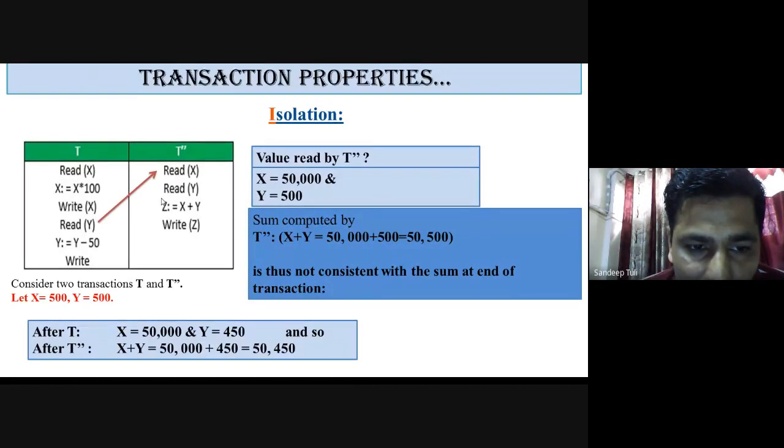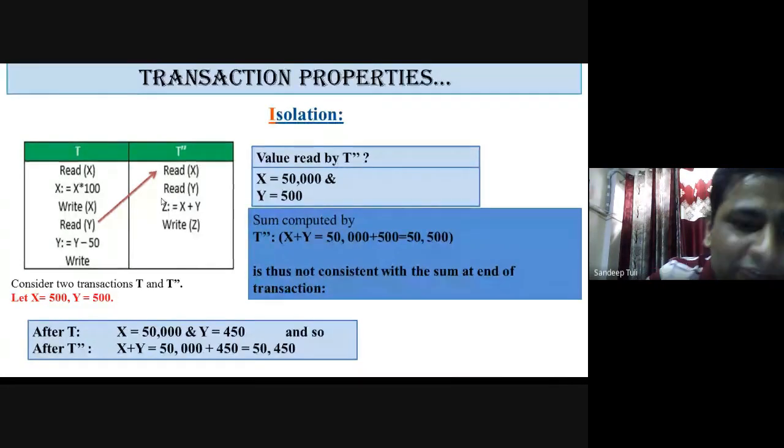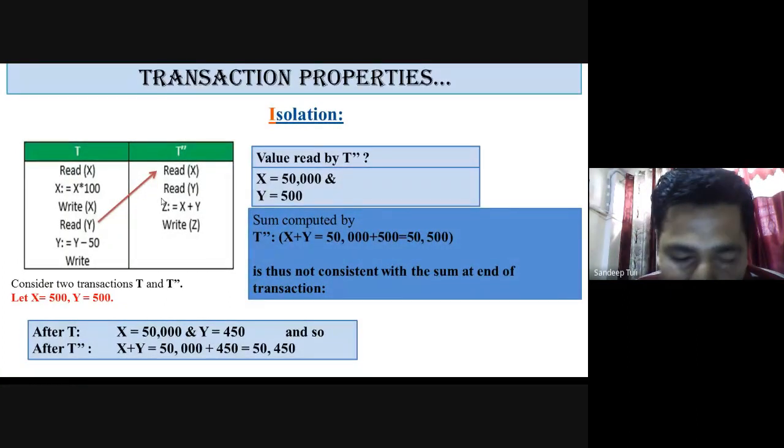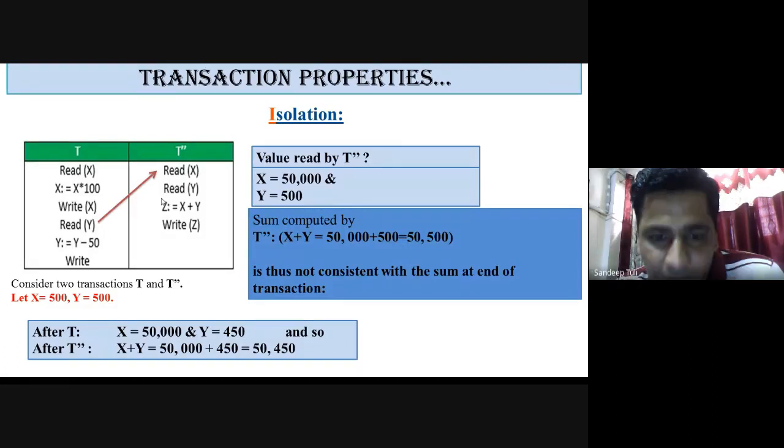We will have some methodology, some ways and means to ensure this isolation. What you can do is lock the value of X and lock the value of Y. The locking protocols will be discussed in detail in the next unit. Concurrency control में हम सब पढ़ने वाले हैं कि how you can ensure this isolation. Right now you are only required to understand the meaning of isolation. Is it clear to all or not?